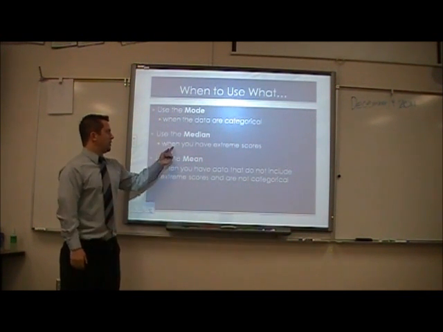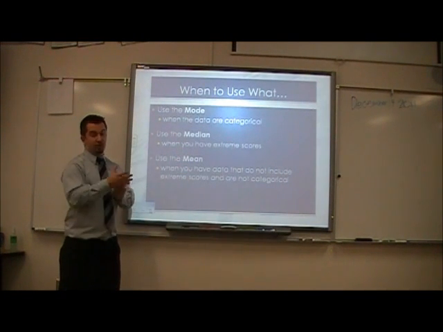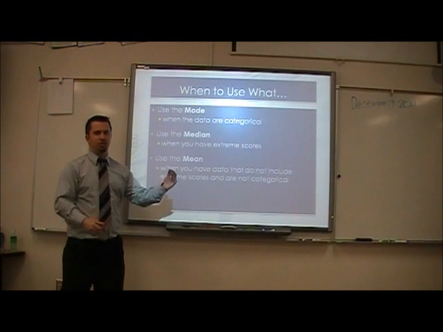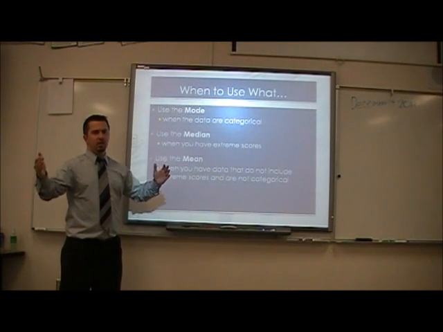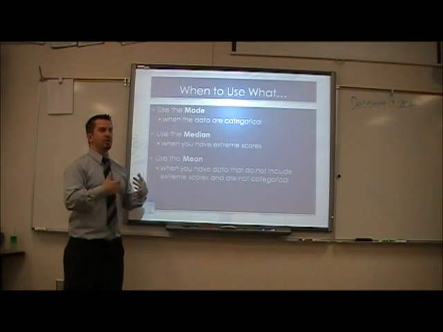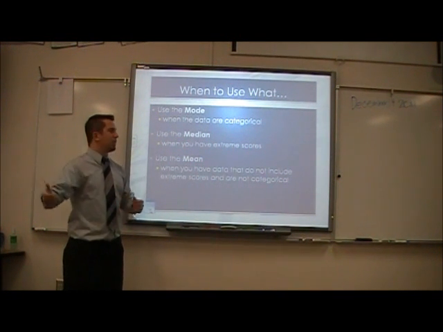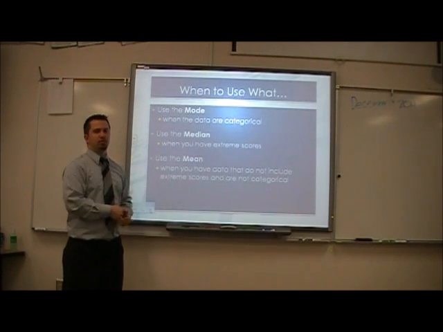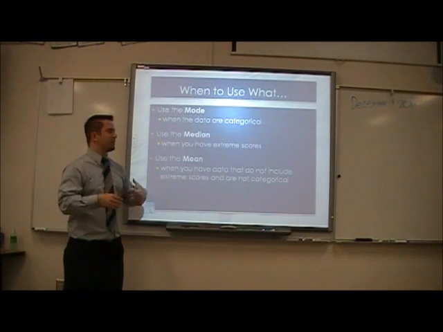Use the median when you have extreme scores. So the housing prices we were talking about earlier, in Idaho, most of our housing prices are between $100,000 and $250,000. But there's those extreme houses that are a couple $1 million. Those are outliers. So we want to use the median so we take care of those outliers and we get a better description of what the housing market in Idaho looks like.